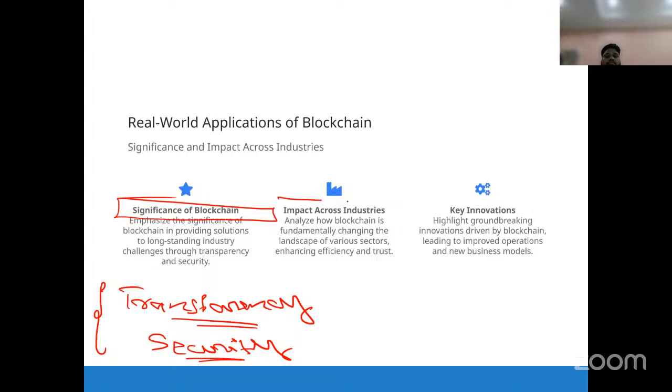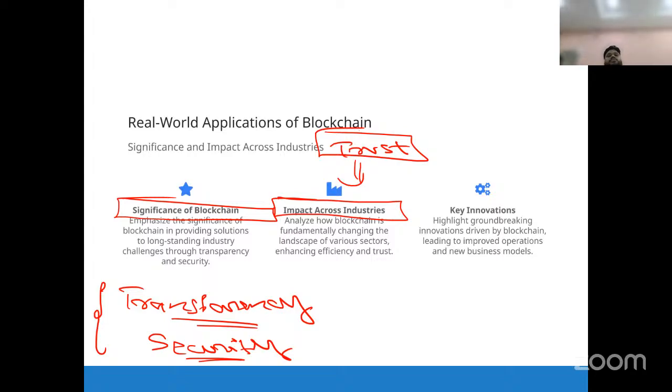Okay, and then you see impact across industries. What impact does this technology have across industries? Blockchain is changing the way different industries work, especially finance, healthcare, and supply chain. It makes things more efficient, faster, smoother, and builds trust. Today, blockchain technology is impacting all the industries by increasing trust ten times more.